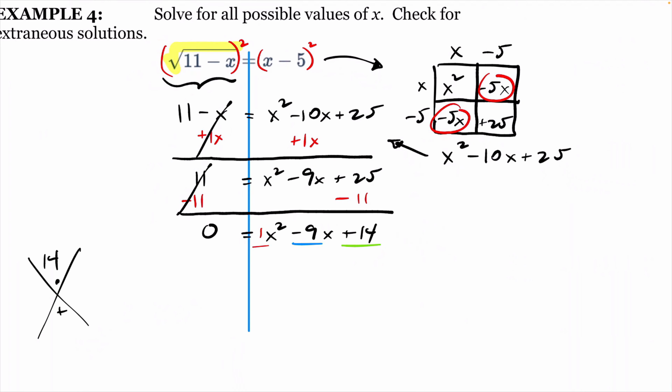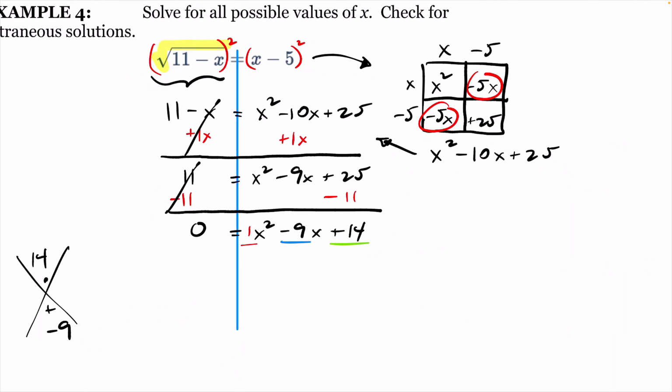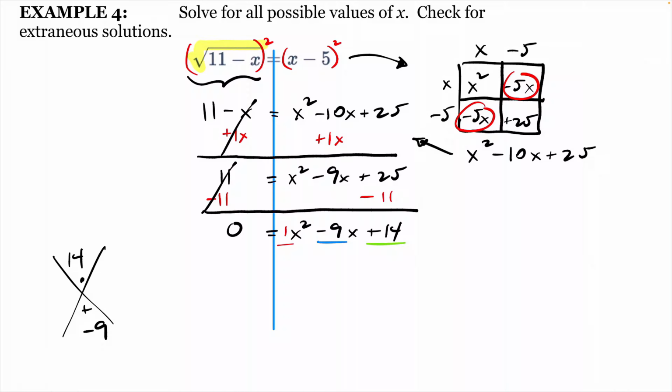So it's got to multiply to be 14 and add to be negative 9. There's not a lot of things that multiply to be 14. 14 and 1, 2 and 7, that's about it. Which one is going to make negative 9? Negative 7, negative 2, yep. A version of 7 and 2, just negative. We're going to put those back in. X minus 7, x minus 2.